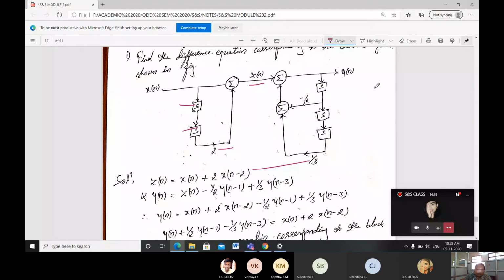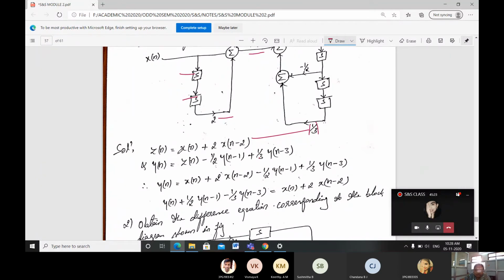Then what is our y of n? Y of n is going to be equal to z of n. This is going to be summed, right? Z of n minus 1 by 2 y of n minus 1, correct? Then plus, because here it is a plus sign, right? Plus 1 by 3. How many times is it delayed? 1, 2, 3, 3 times, y of n minus 3.